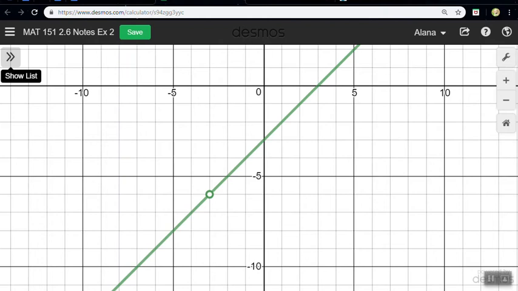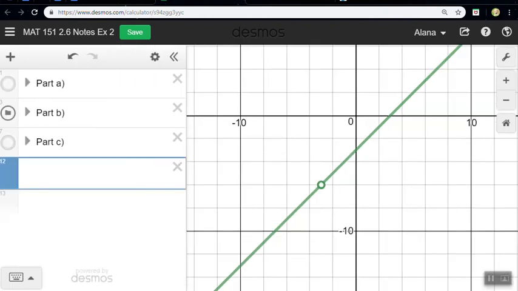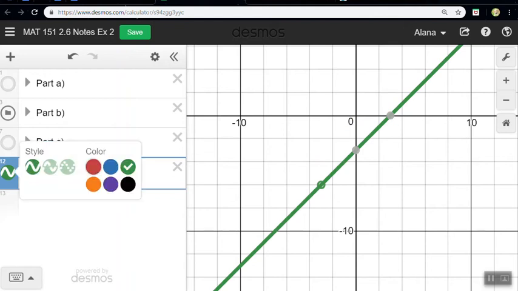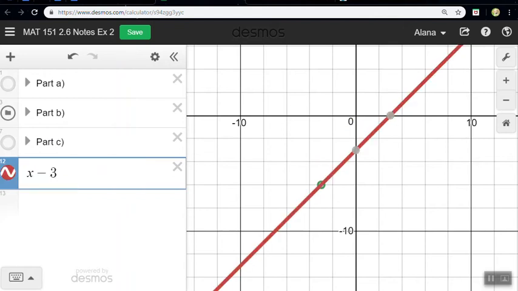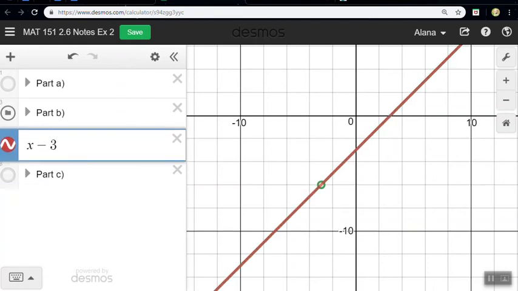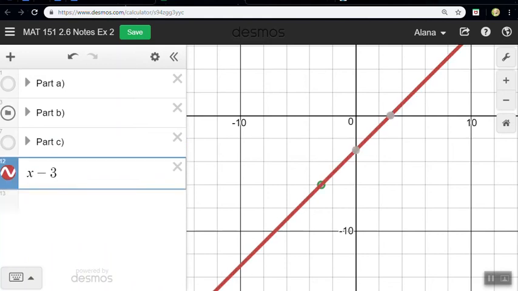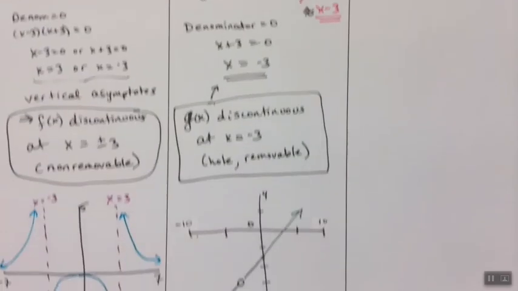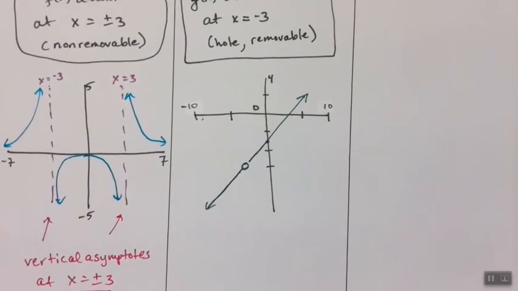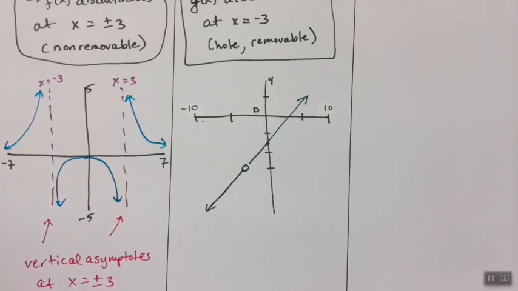Now keep in mind this graph is the original graph. It's not x minus 3. If I graph x minus 3, let me do it in red so you can see it. X minus 3 is a line, so they're equivalent everywhere except for at that one puncture. And that's because that denominator divided away. So those two expressions are very similar, but they're not exactly the same. Okay, so let me go back to my paper and then push it up right here. And so we can see that we have a removable discontinuity at x equals negative 3.